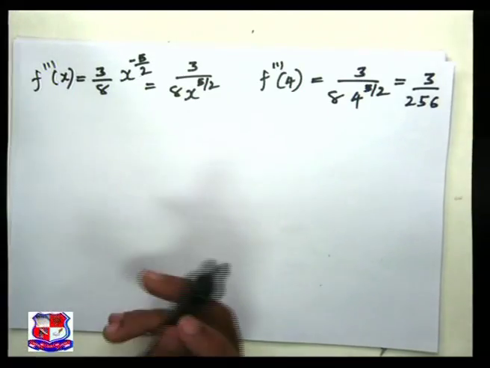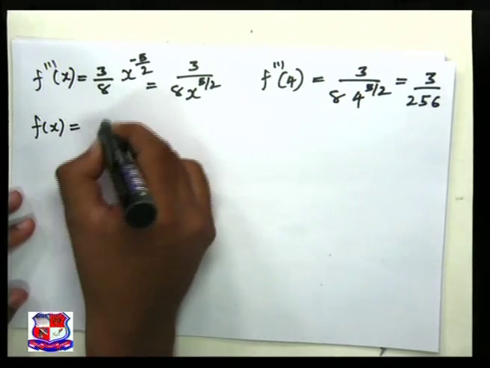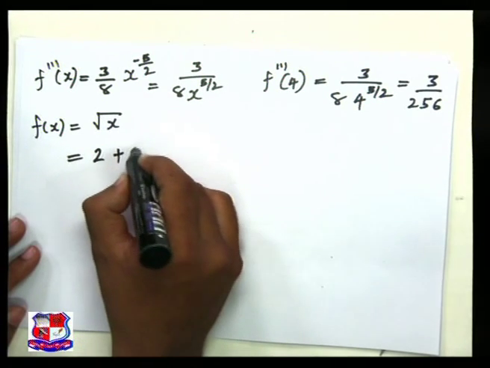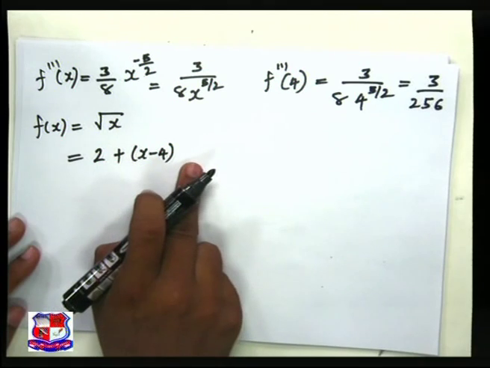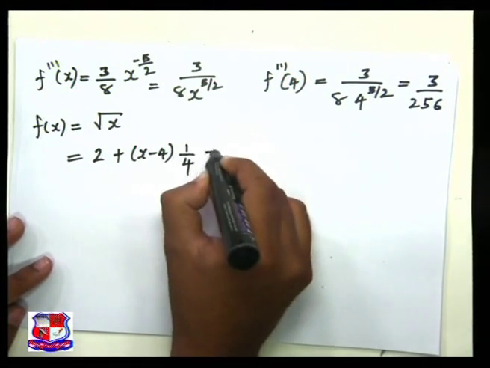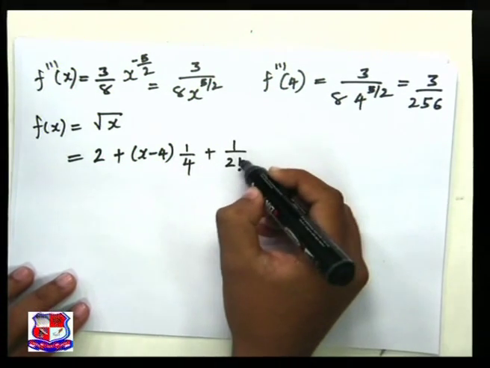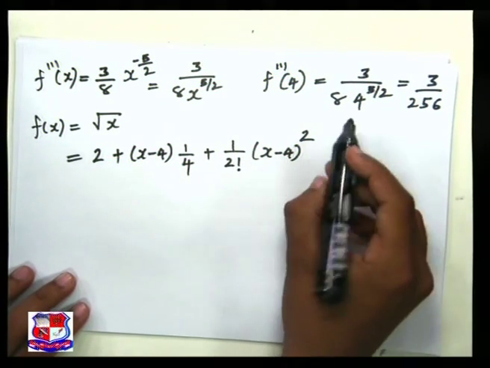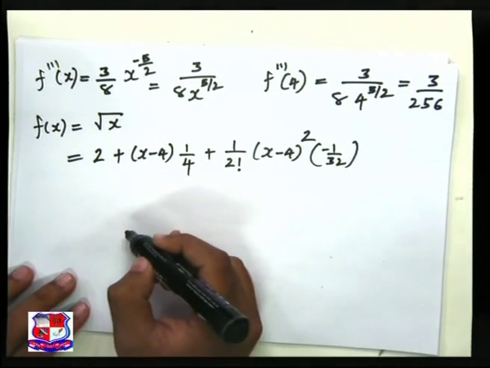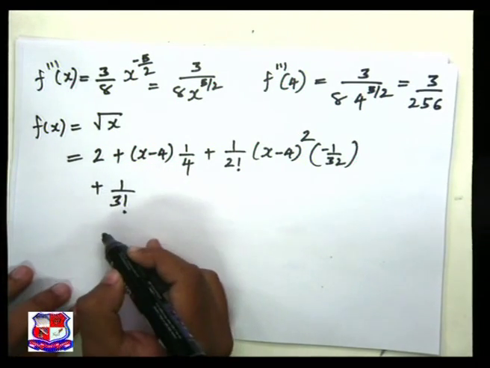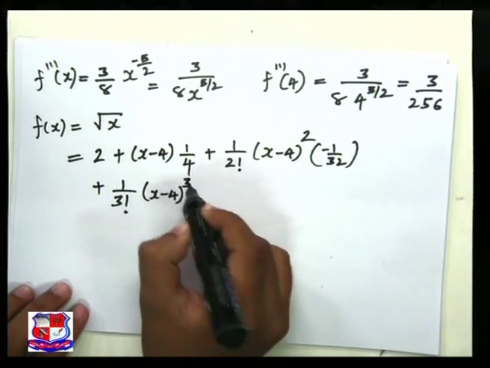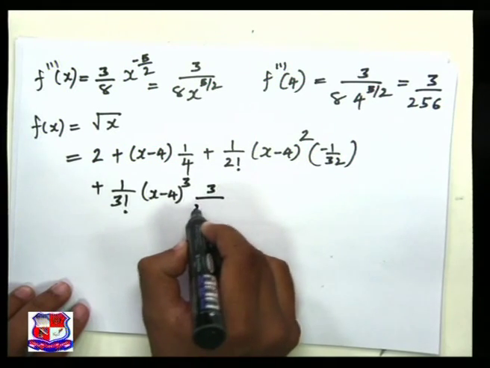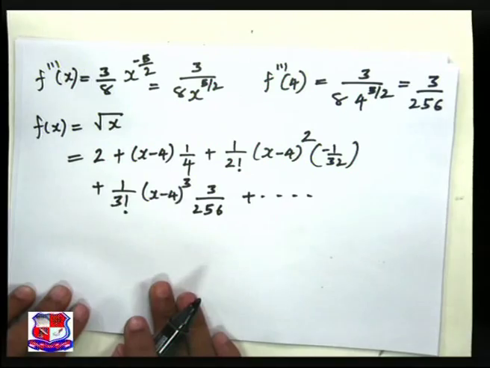So finally we get f of x, that is root x, is equal to, first of all, f of a is 2. So 2 plus x minus 4, x minus a into f dash a. F dash a is 1 by 4, so 1 by 4 plus 1 upon 2 factorial x minus 4 square into f double dash a, so that is minus 1 upon 32 plus 1 upon 3 factorial into x minus 4 cube into f triple dash a, so that is, you know, 3 upon 256, so here we get 3 upon 256 and so on. Okay, so now this is our answer.